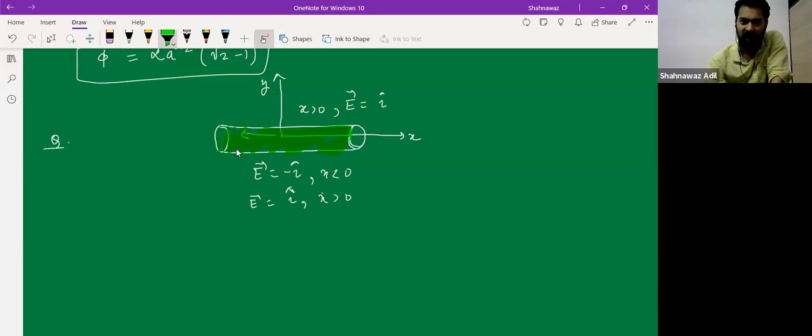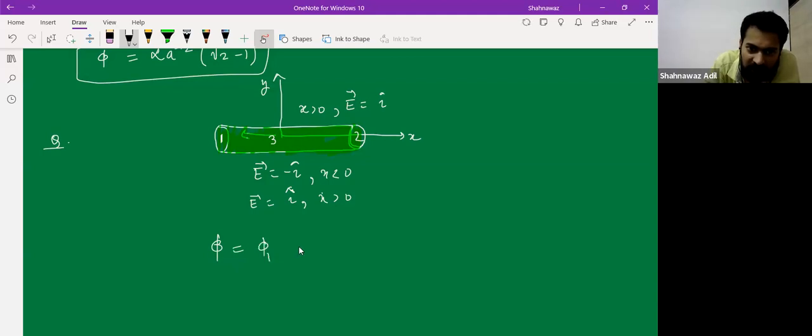So how many areas do we have? We have 3 areas, right? This one is the curved one, this one is one surface, and this one is the second surface. Understood? Yes. So the electric flux would be phi 1 plus phi 2 plus phi 3, right?